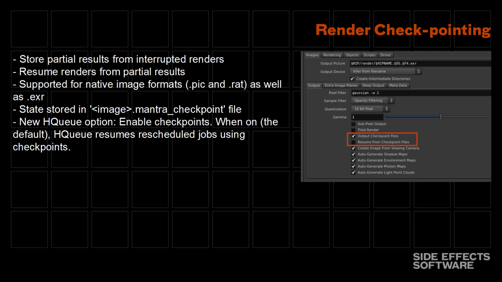And those files are what is used to restore the state. You currently have to toggle on to restore from those files. There's a toggle below the output checkpoint files called resume from checkpoint files. And by toggling that on, the renderer will then load all those tiles into memory and continue on from where it left off. This is also paralleled by a new HQ option called enable checkpoints. And when on, which is the default, HQ resumes the renders from those points when it's rescheduled.